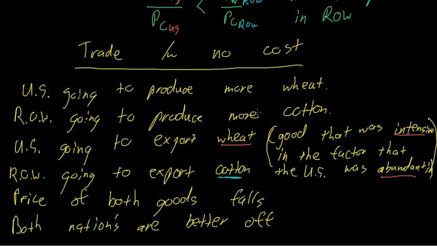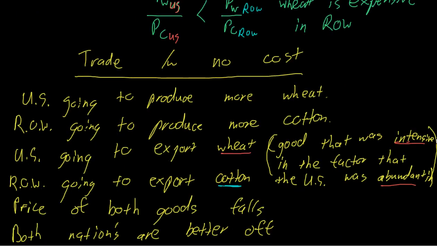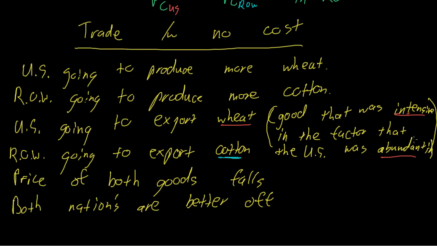And I want to highlight that the nation will export the good that was intensive in the factor that it was abundant in. So the US was abundant in land and wheat was land intensive, so the US exported wheat. The rest of the world was labor abundant and cotton was labor intensive, so the rest of the world is going to export cotton. Finally, the price of both goods falls and both nations are better off. So that's kind of the happy ending.